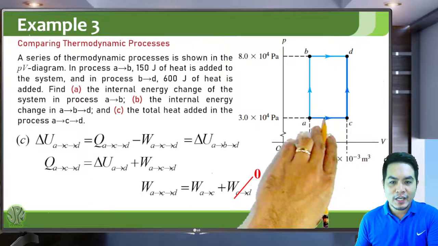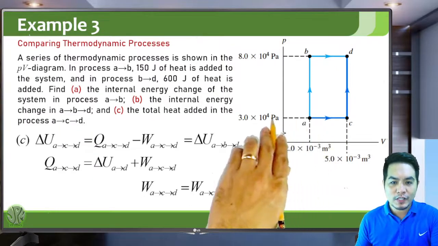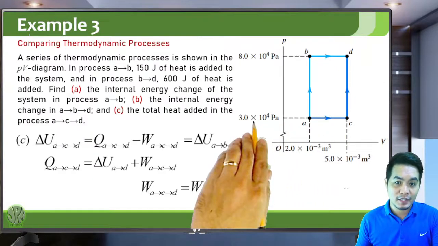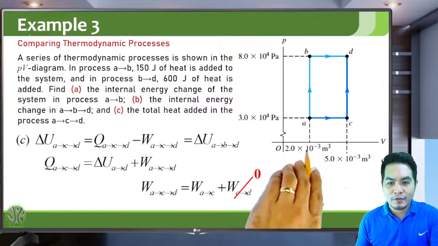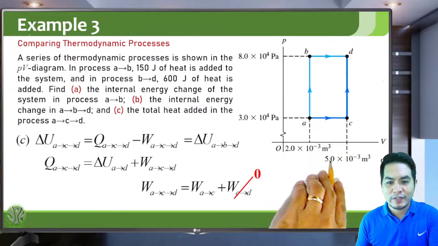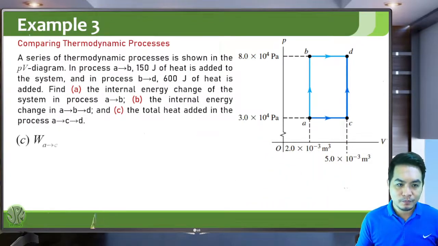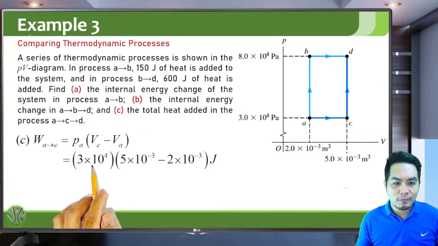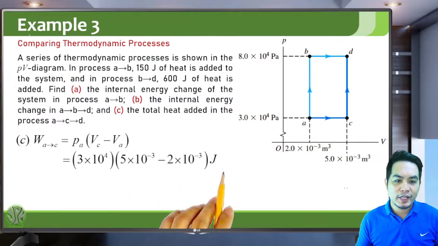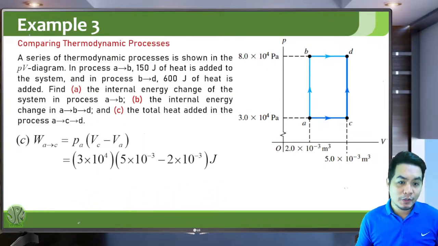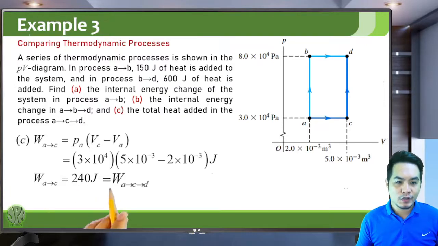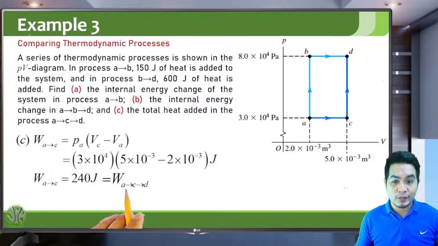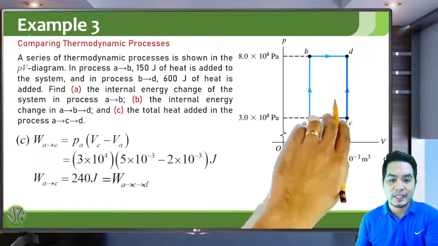So the work done here, A to C, occurs at a pressure of 3 times 10 to the 4 pascals. And the change in volume is from 2 to 5 times 10 to the negative 3 meter cube. So you substitute all those values. So the pressure is at point A, 3 times 10 to the 4. And you get a final unit of joules. So work from A to C is 240 joules, and this represents the work from A to C to D, because the work from C to D is 0.